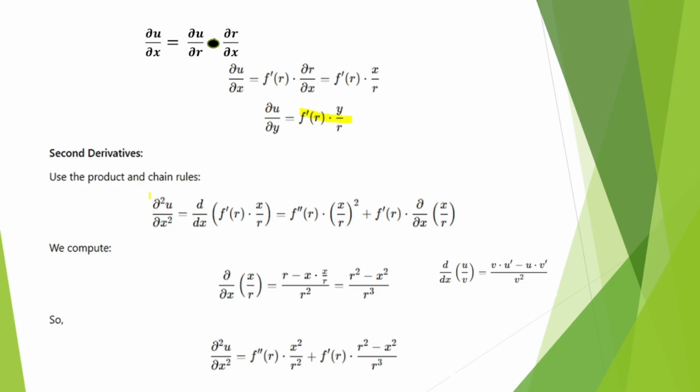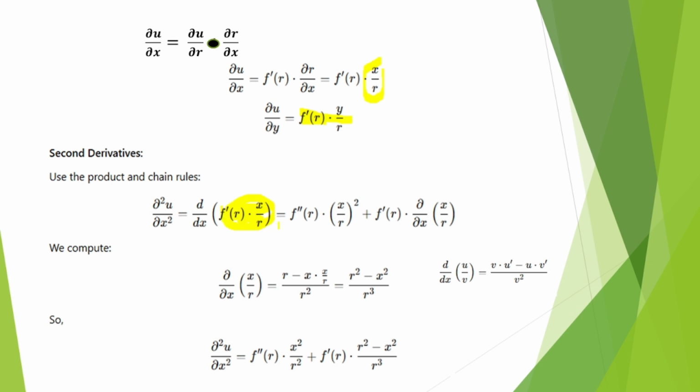Now see the second derivative. For the second derivative, we have to use the product rule and chain rule too, because this function r is a function of x and y, and here x by r is also a function of x and y. So dabba square u by dabba x square equals d by dx of dabba u by dabba x. Dabba u by dabba x is this. So now here use the product rule. This is a function of x and this is also a function of x. So here use the product rule. First of all, taking the derivative of f dash of r.